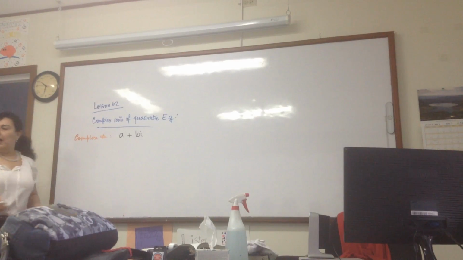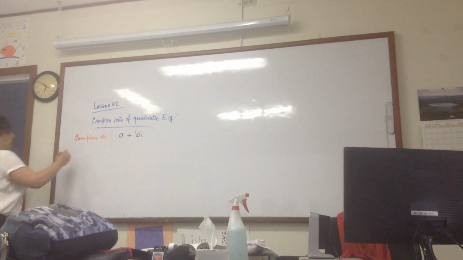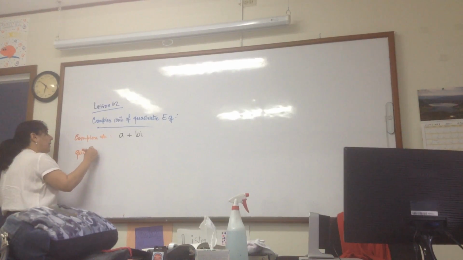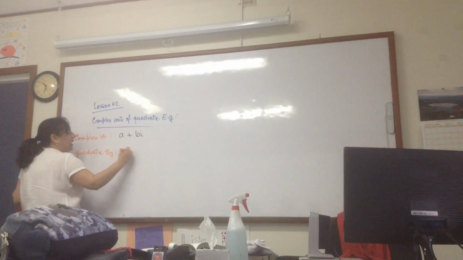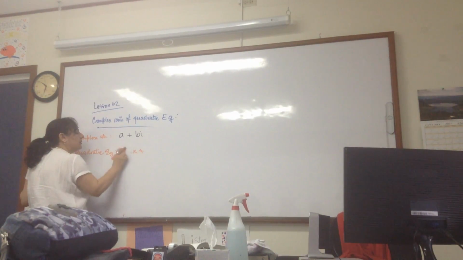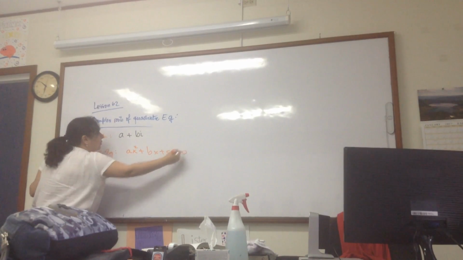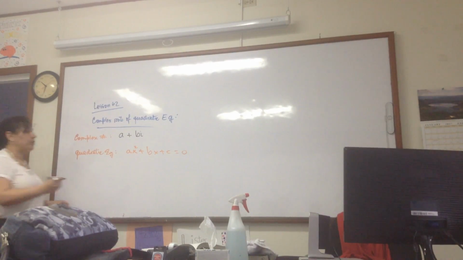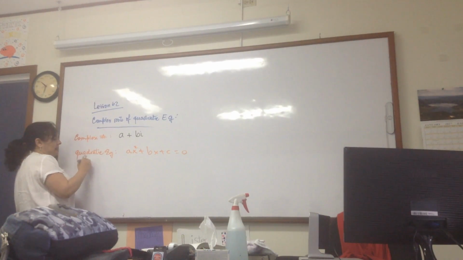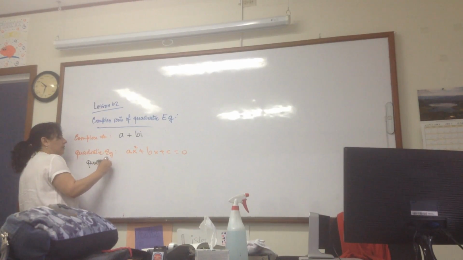Now, quadratic equations are in the form of ax squared plus bx plus c equals 0. Remember? And there's a formula to solve these. Do you remember the formula? It's called the quadratic formula.